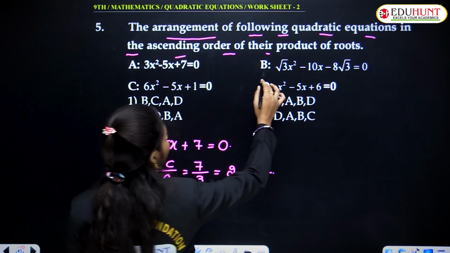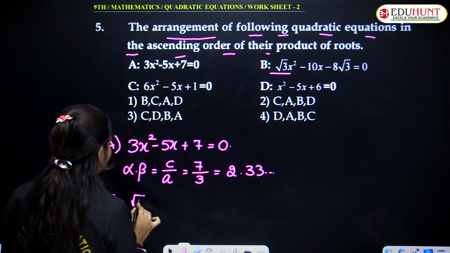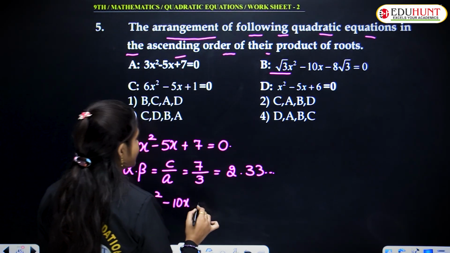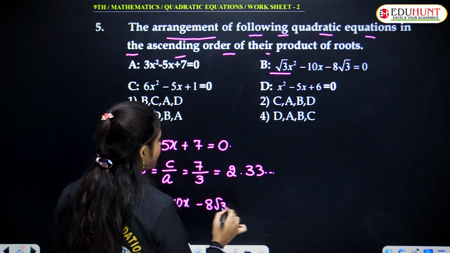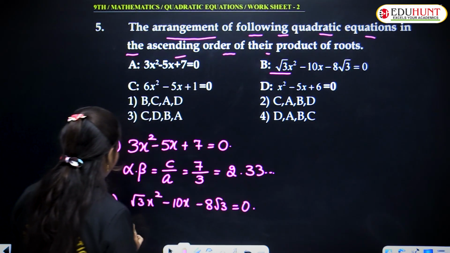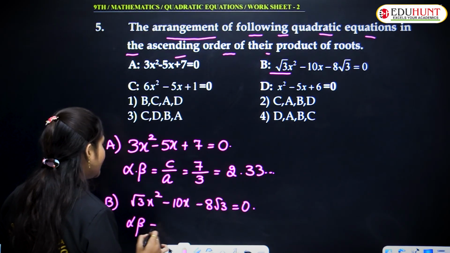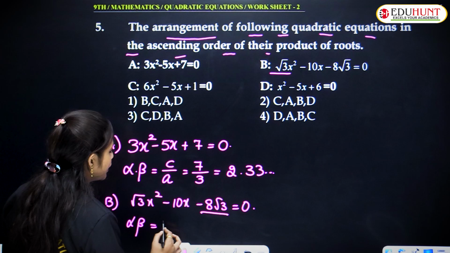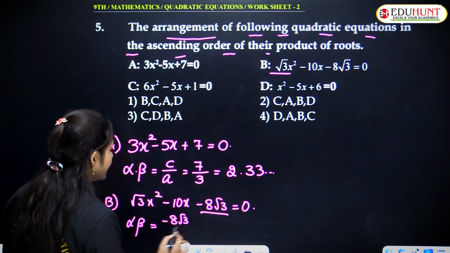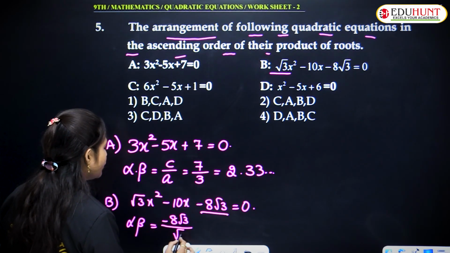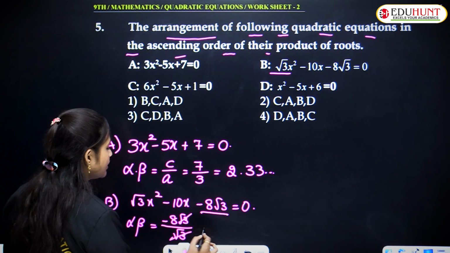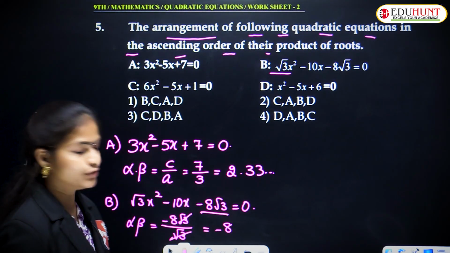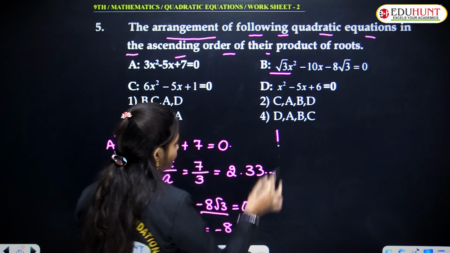What is the second equation? Root 3 x square minus 10x minus 8 root 3 is equal to 0. So here again alpha into beta is equal to c by a. So c is minus 8 root 3 and a is root 3. So root 3 and root 3 get cancelled, which is equal to minus 8.